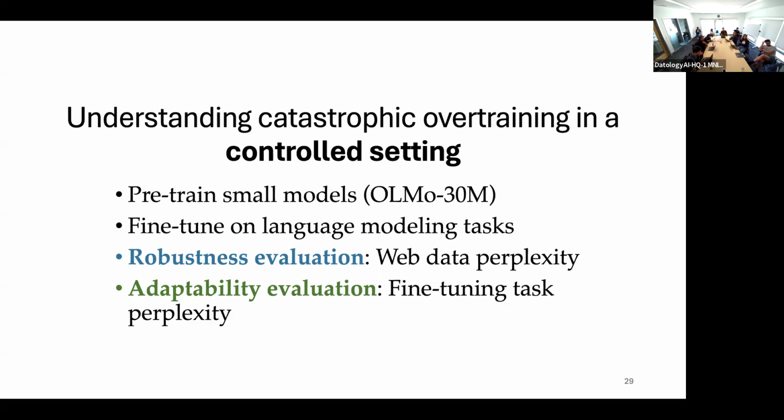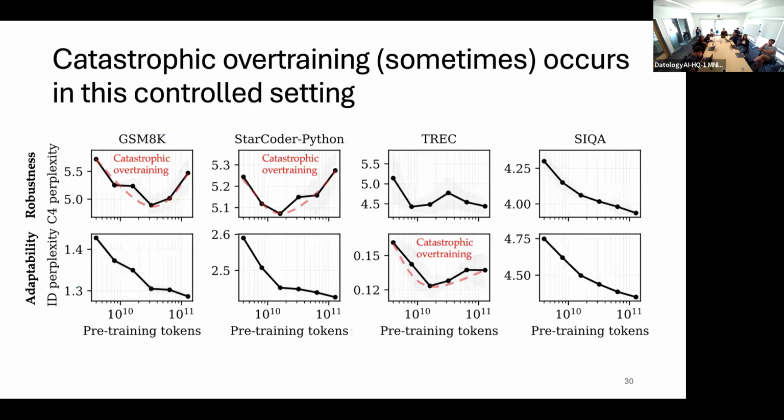The adaptation evaluation is whatever fine-tuning tasks we look at, of which there are a bunch. You'll see GSM8K there. We're not training to do well in math; we're training to model the language modeling part of GSM8K. On the x-axis we again have the number of pre-training tokens. You'll observe this catastrophic overtraining effect, at least some of the time, both for this robustness metric, which is how well you retain capability, and for this adaptability metric, which is how well you can adapt to the downstream tasks. And this is after very extensive hyperparameter tuning for each individual checkpoint.